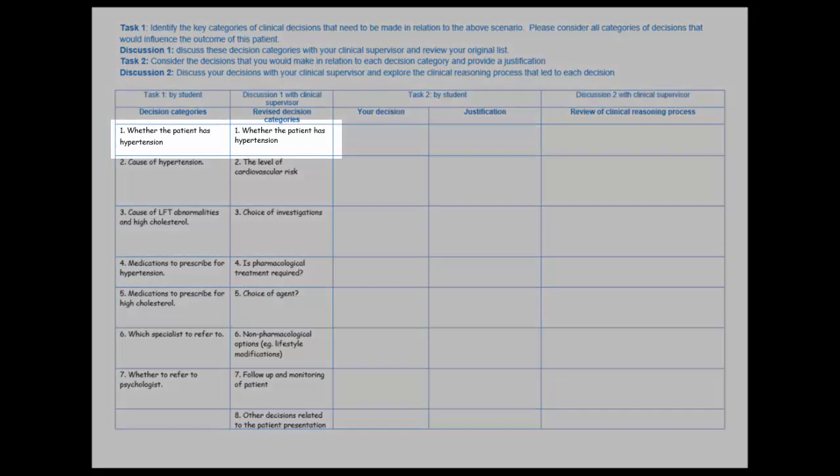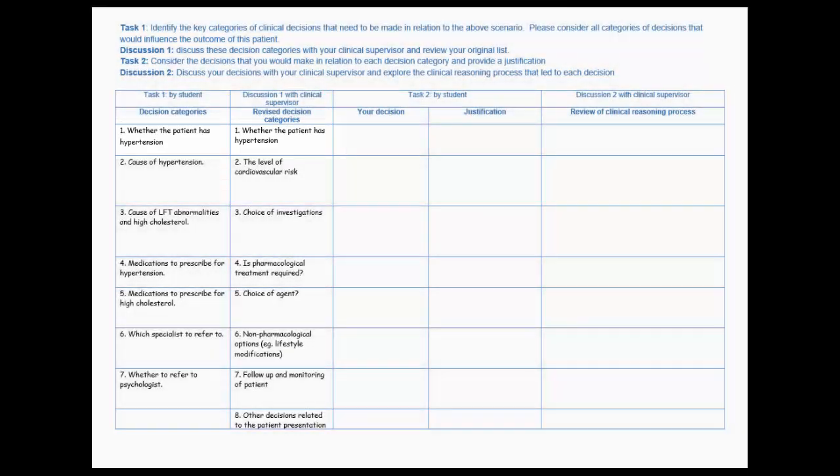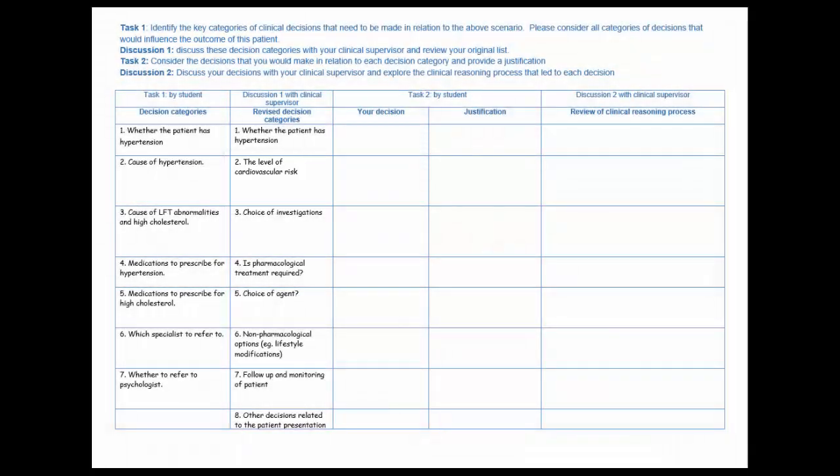So your first decision category would be around confirming the diagnosis. Once you have confirmed that this patient is hypertensive, you would want to assess their level of risk. Have you heard of the absolute cardiovascular risk calculator? You should use that to calculate the patient's level of risk. Your management plan would depend on the level of risk, so this would be your next decision category.